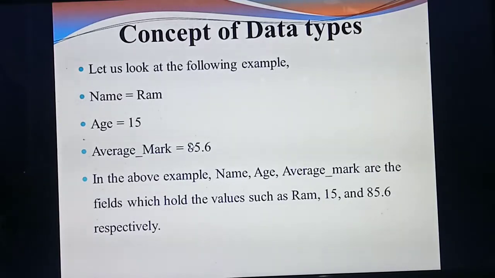What's the main use of a field? It will hold some values for the variable. For example, A equal to 5, B equal to 10. A and B we call fields, and 5 and 10 we call values. Here also it is the same thing. They have given name equal to Ram, age equal to 15, average mark equal to 85.6. These three, name, age and average mark, we call fields. Then Ram, 15, 85.6 we call values. These three fields are used to hold some values. Understood the difference between fields and values?